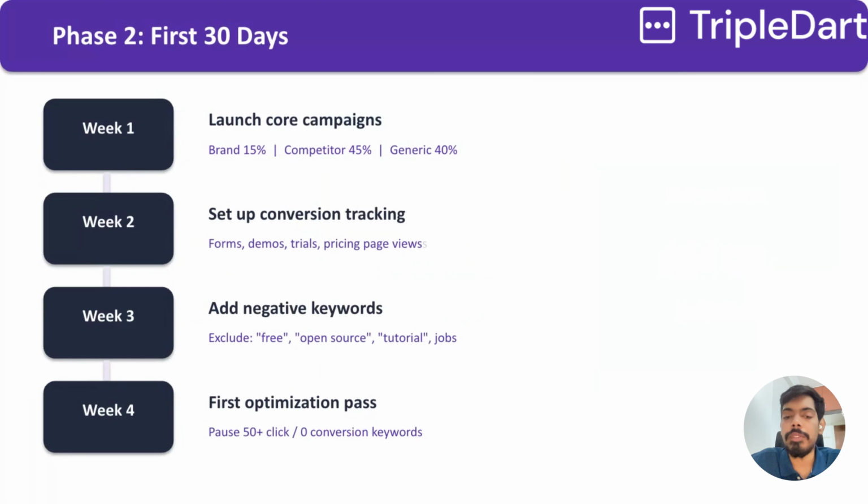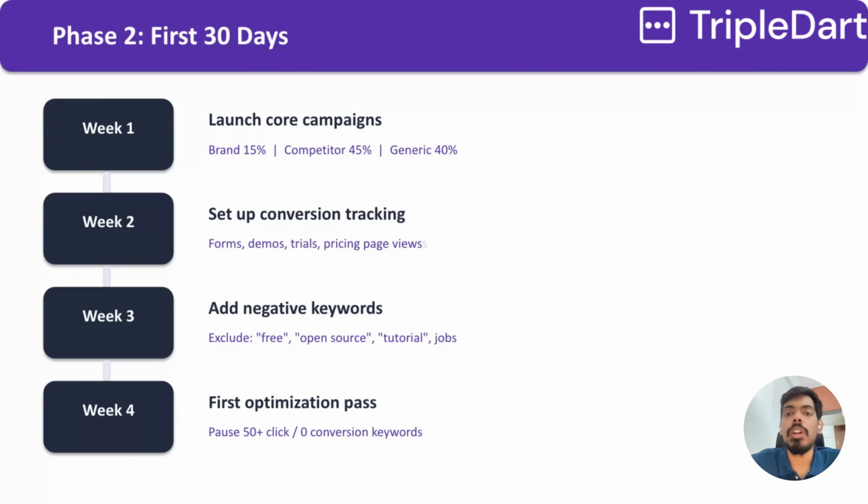Now phase 2, the first 30 days. During week 1, launch brand campaigns at 15% of the budget, competitor campaigns at 45%, and generic high intent at 40%. Week 2, set up conversion tracking. In the third week, add negative keywords from search term reports. The next week, first optimization. Pause keywords with 50 plus clicks and 0 conversions. Month 1 is usually to be treated as a learning period. The costs can be higher and the conversion will be lower.